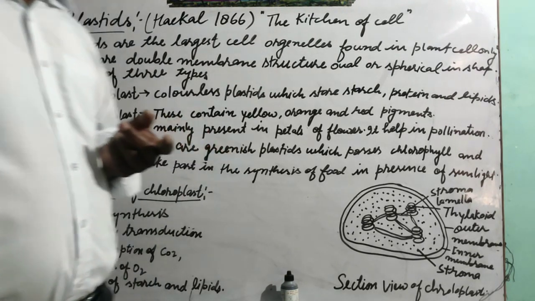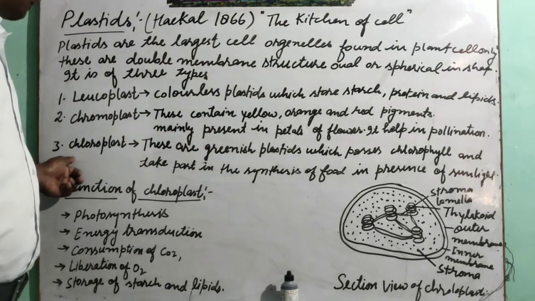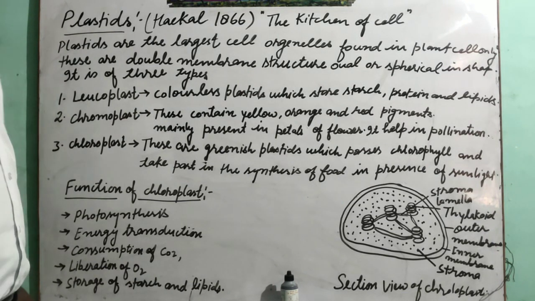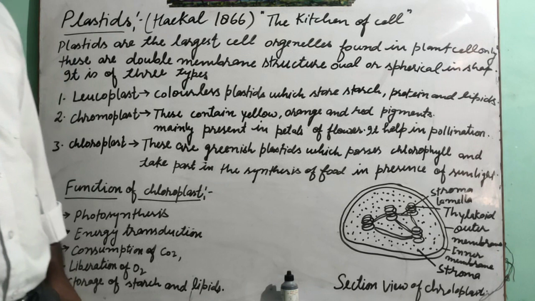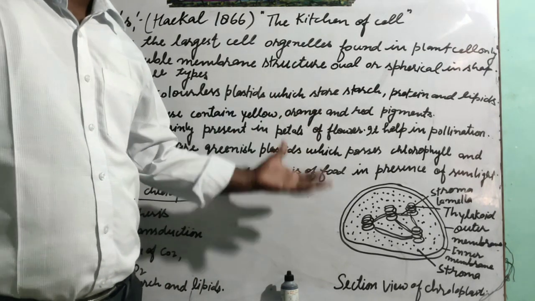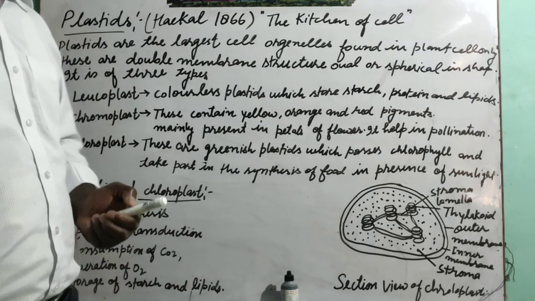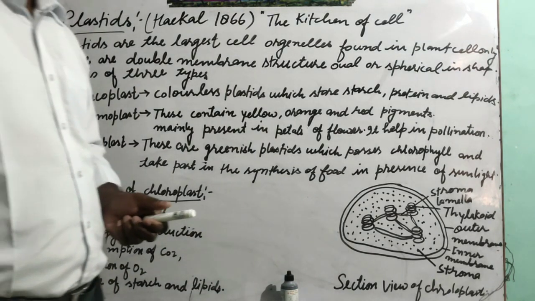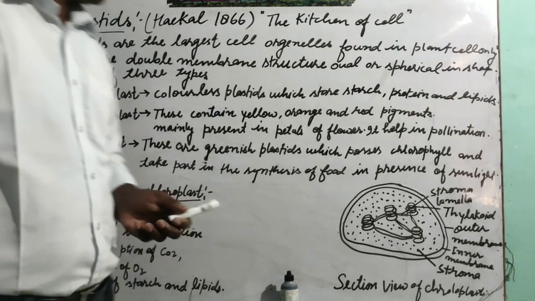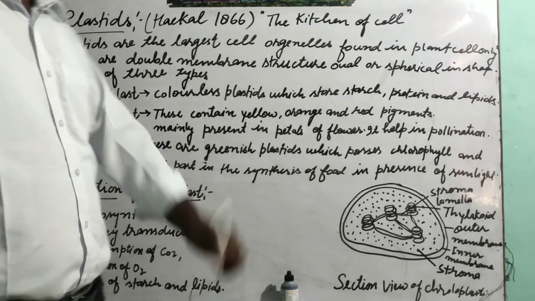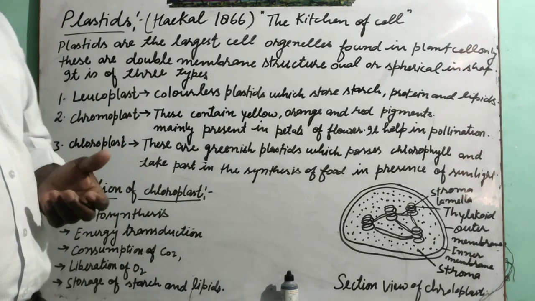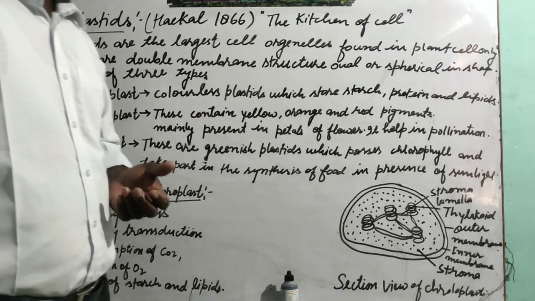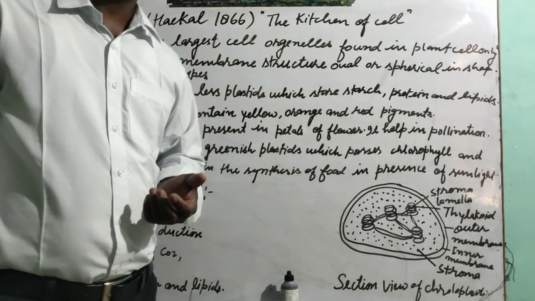The third and very important type of plastid is chloroplast. We know that chloroplast is a greenish plastid which possesses chlorophyll, and due to the presence of chlorophyll, it is helpful in the formation of food in the presence of sunlight. We can say that this chloroplast is very important. It is present in all green parts of plants, mostly in the leaves, and due to the presence of chloroplast, it helps in photosynthesis.